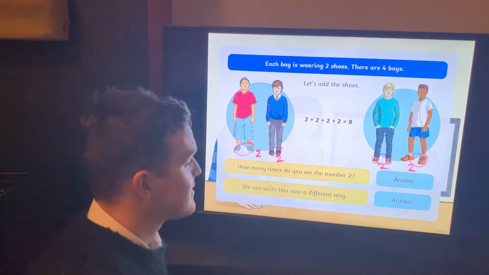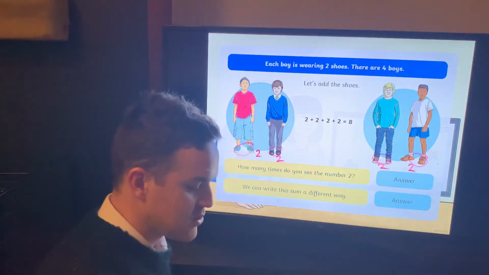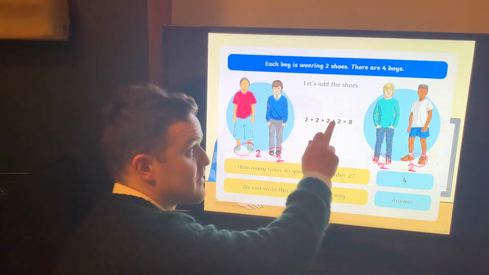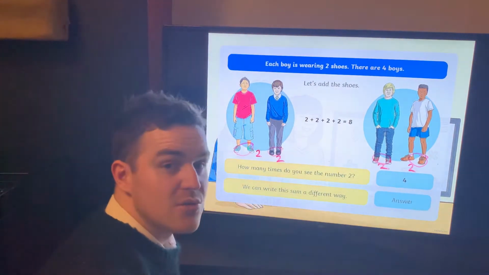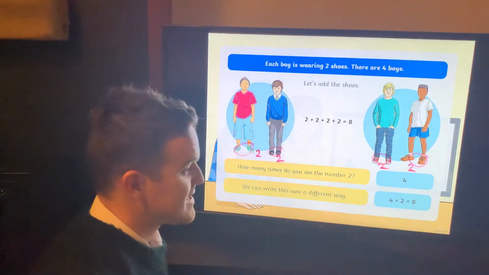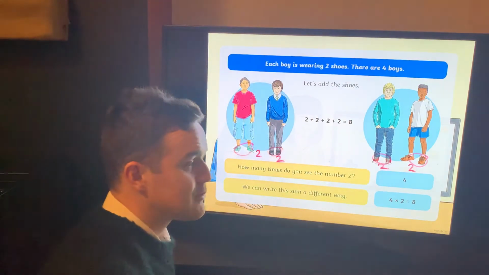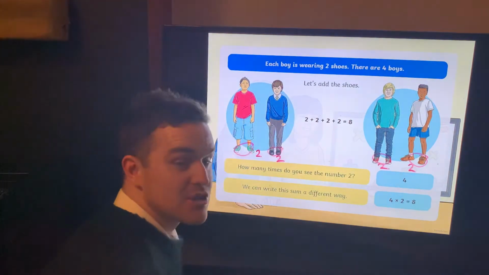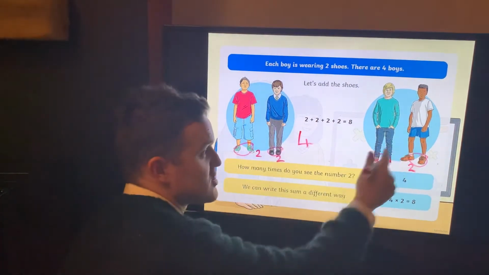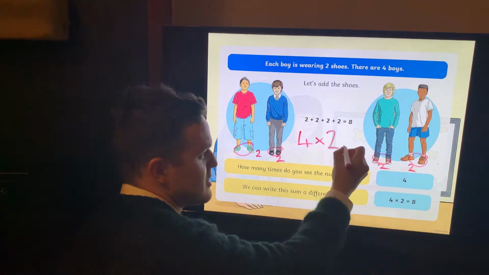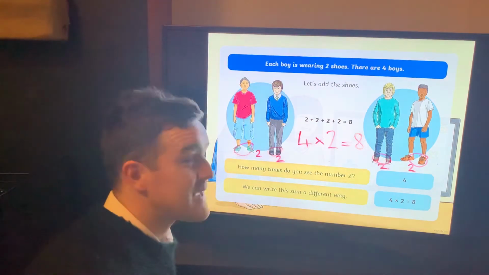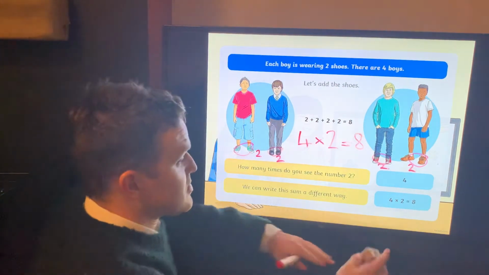Let's see how they've written that. Now it says, how many times do you see the number 2? We see it 4 times. That's why we've got 1, 2, 3, 4 of them. But they want to know, how do you write the multiplication sentence? So it says 4 times 2 equals 8. 4 multiplied. It looks like an X. So I'm going to say 4, because I have 1, 2, 3, 4 sets, times 2 equals 8. 4 sets of 2 makes 8. That's all that means, okay? So let's get rid of that one.